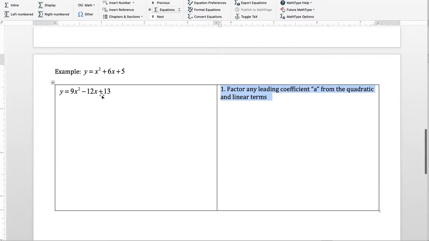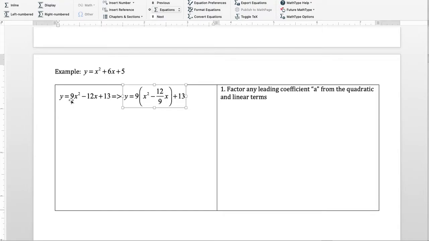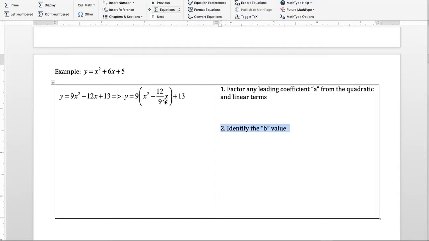So we're going to take that 9, we're going to divide it out, separate it out. This way, now it's going to behave just like what we had before, where we've got a coefficient. So I'm going to forget about the 9, I'm going to forget about the 13 for right now. Find my b value. This is negative 12 over 9. I realize that I missed the negative there. I'll put it in later. So we've got negative 12 over 9.